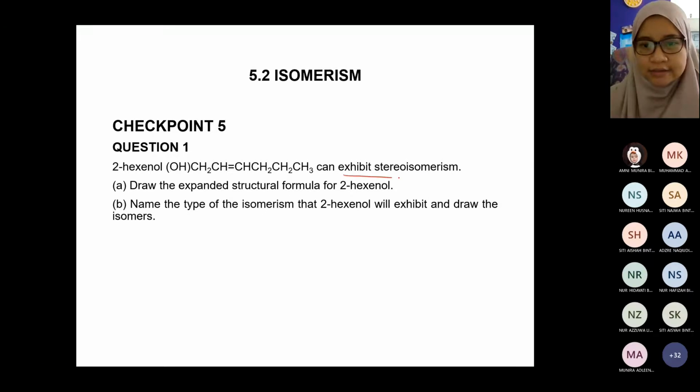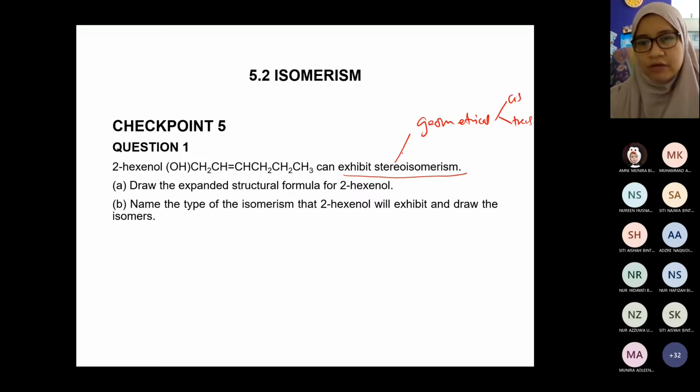2-hexenol can exhibit stereoisomerism. Okay, so stereoisomerism can have two types, right? We can have geometrical, which is a cis and trans, and we can also have the optical isomerism, which represents the chirality of the molecule. Okay, so bila dia cakap stereoisomerism here, I would consider this as general lah, because it doesn't specify whether it is geometrical or optical isomerism. So it's your responsibility to determine what type of stereoisomerism for 2-hexenol.